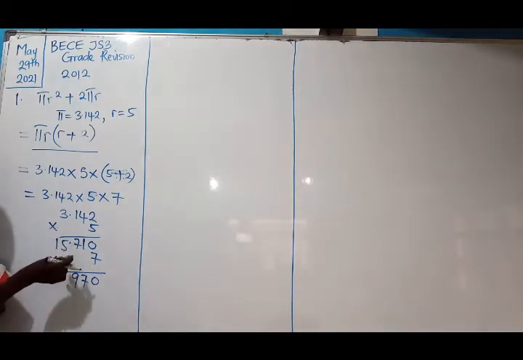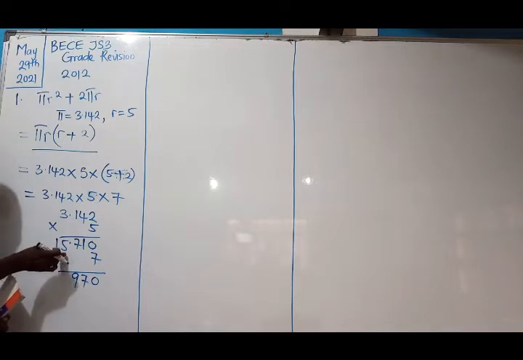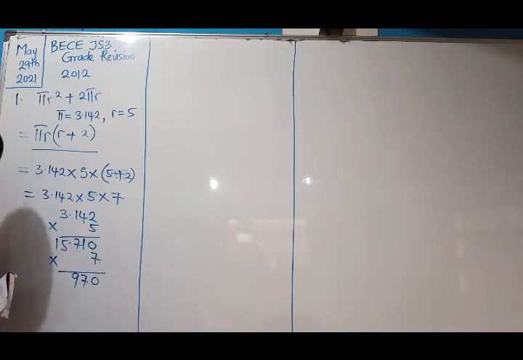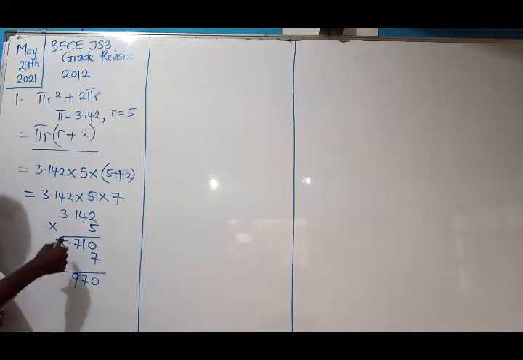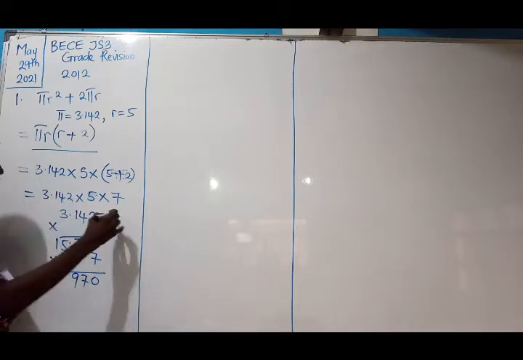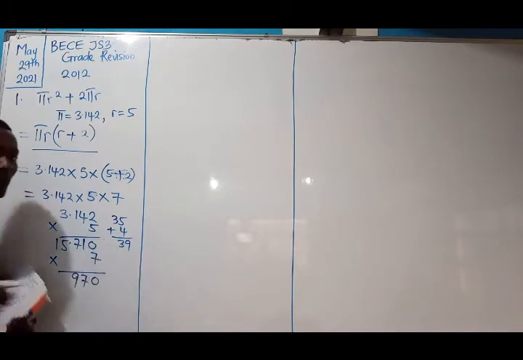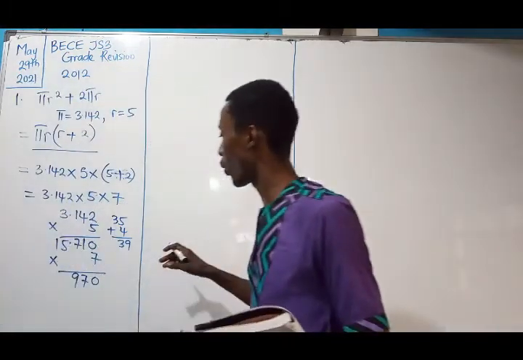Now to that 4, I will add it to what I get when I multiply 5 times 7. 5 times 7 will give me what? 35. 35 plus 4 gives me what? 39.